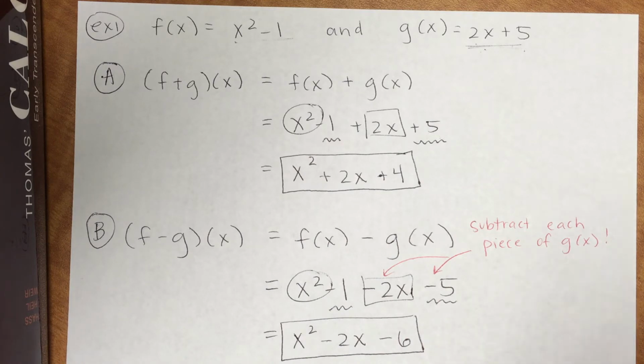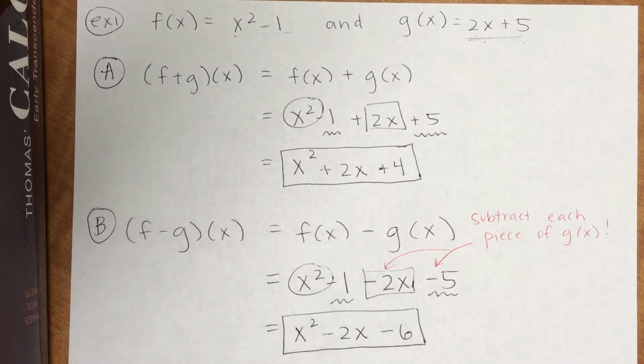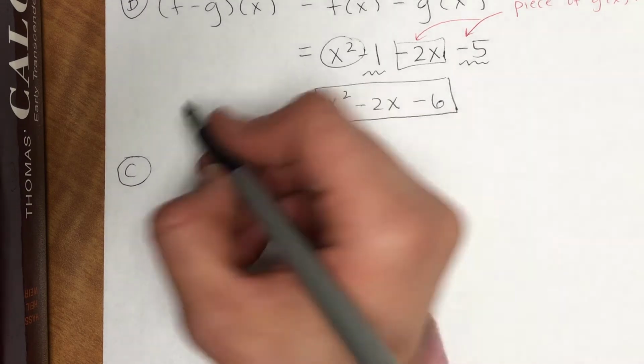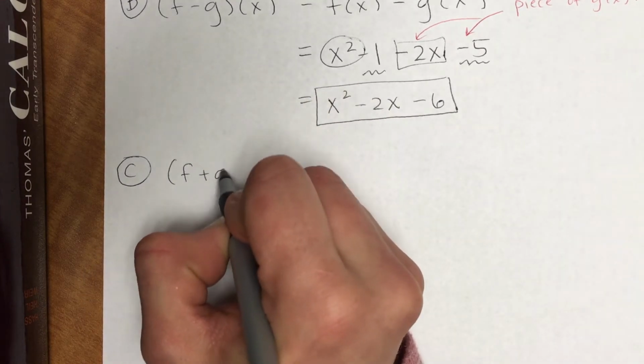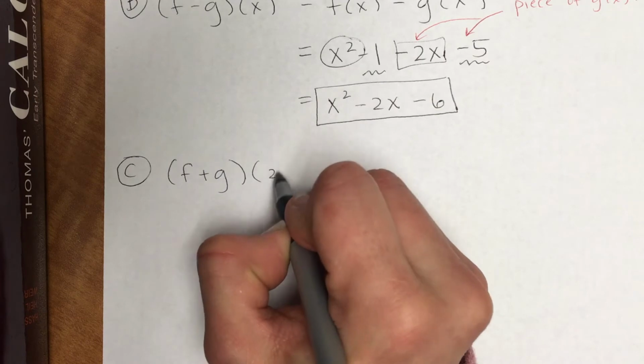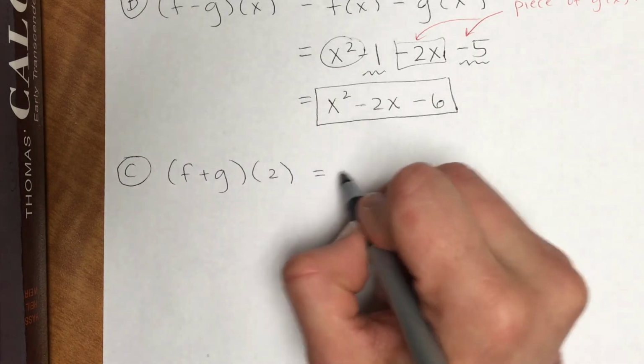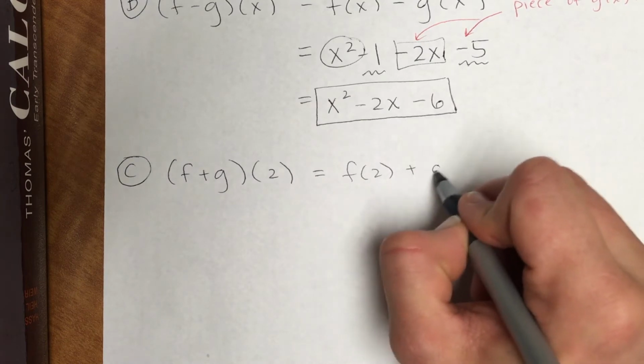Okay, so straightforward, those are just adding and subtracting. Let's do one if I asked you to add, but if I gave you a specific number I wanted you to plug in. So what if you had something like f plus g of 2? This is f of 2 plus g of 2.